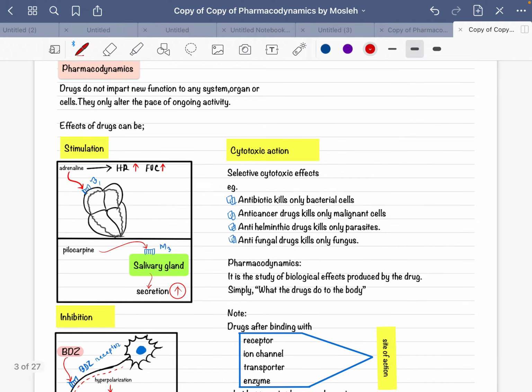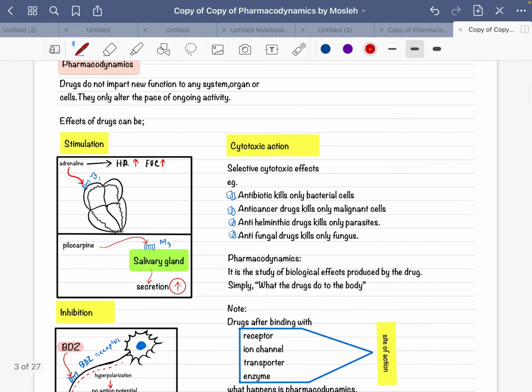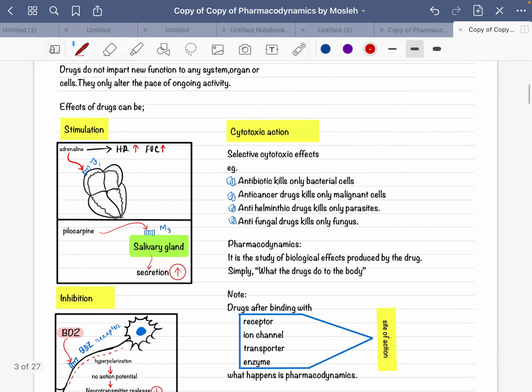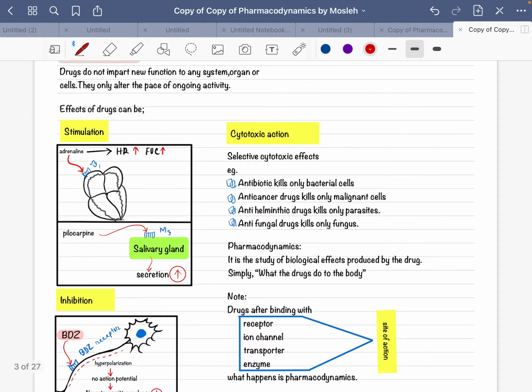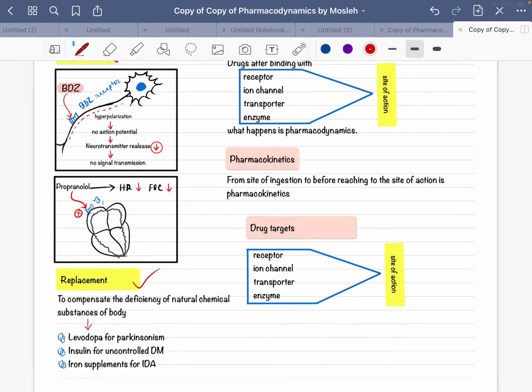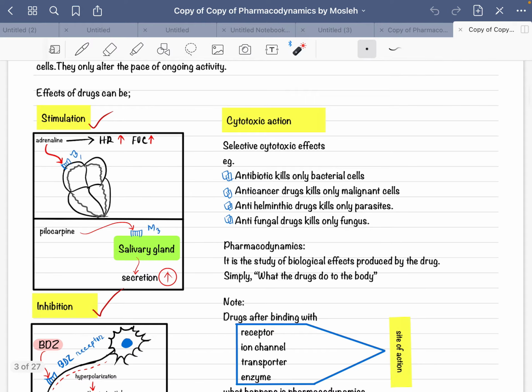So every drug, whenever we ingest or intake a drug, the drug plays any one of four roles. Any one of the four. So which are they? Either the drug will play the role of stimulation, or inhibition, or replacement, or cytotoxic action. That means any drug, whatever we have taken, will play any one of these four effects.